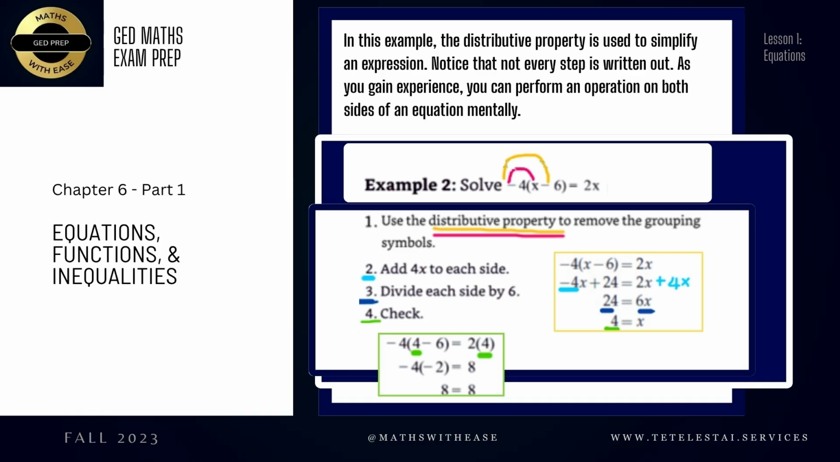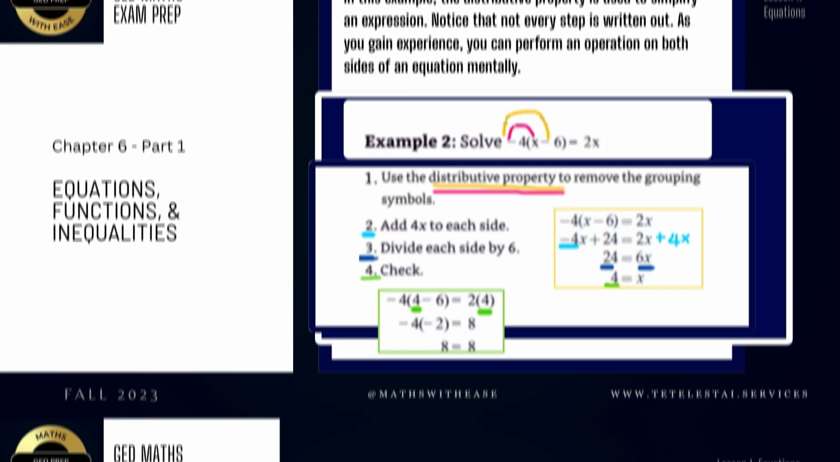And you can check your answer by plugging in 4 into the original equation. Negative 4 times 4 is negative 16. Negative 4 times negative 6 is positive 24. Negative 16 plus 24 is 8. Okay, or you can just work on the information in parentheses first. So 4 minus 6 is negative 2. Negative 4 times negative 2 is positive 8. 8 equals 8. And so we know that our solution, x equals 4, is true for this particular equation.